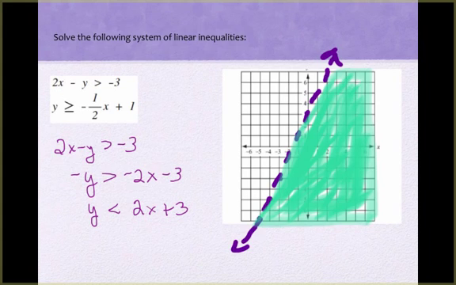Now let's look at the second one, which is already ready to graph for us. So let's start at positive 1. My slope is negative 1/2, so it's down 1/2. Up 1/2. This is an equal to, so we'll connect these dots with a solid line. And it's a greater than, so we want to shade everything that would be above that line. So let's shade everything in here.